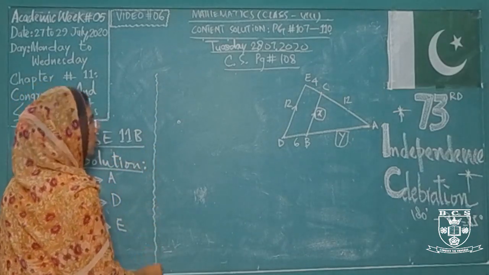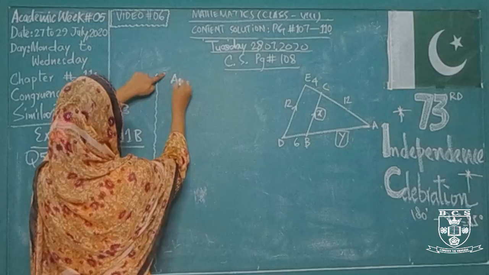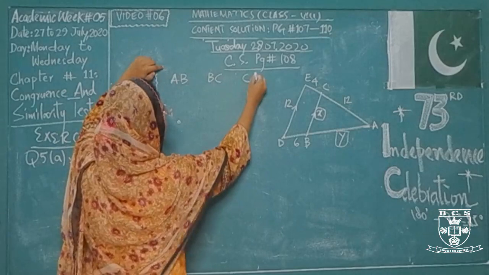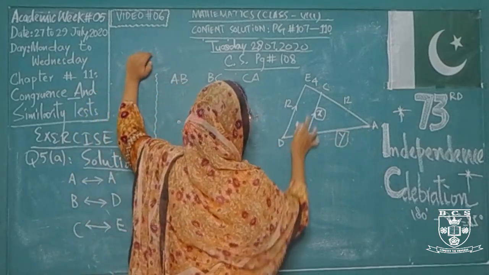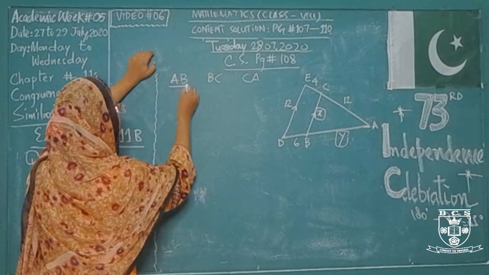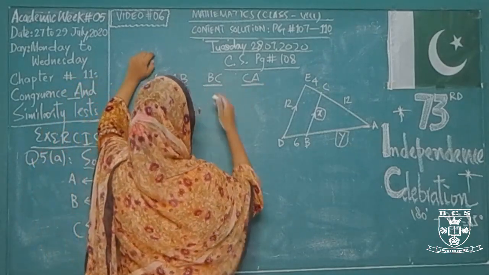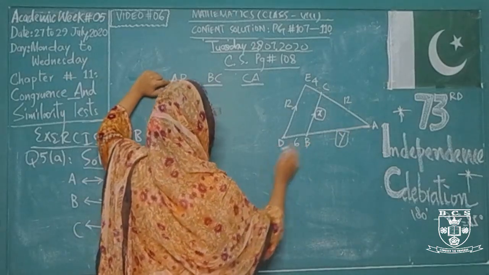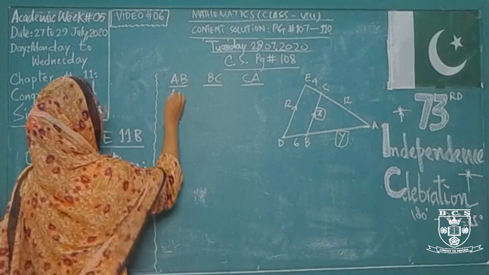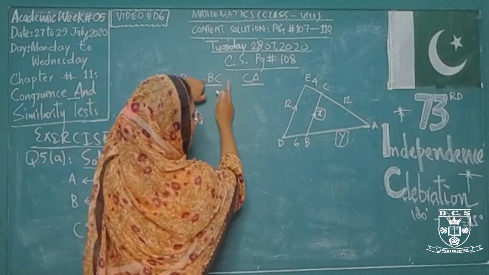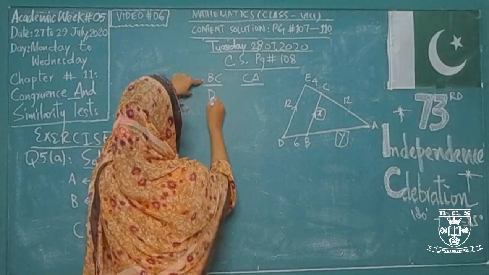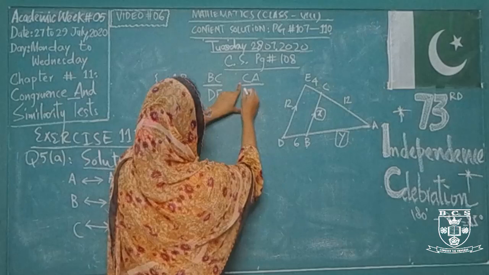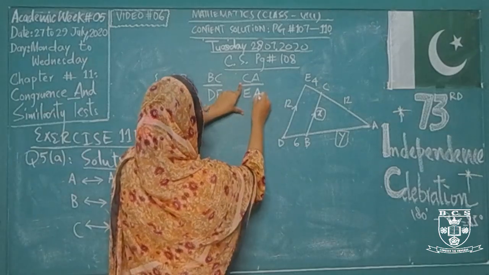So first of all, I am mentioning my side AB, then my side BC, then my side CA. Side AB, side BC, side CA. They must have a ratio with their corresponding side. So A is corresponding to A, B is corresponding to D. So this is side AD. Then side B and C. B is corresponding to D and C is corresponding to E. Then CA, C is corresponding to E and A is corresponding to itself.